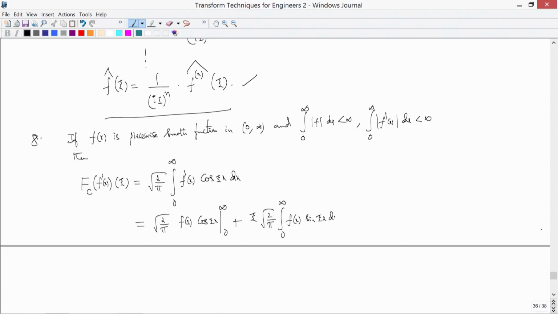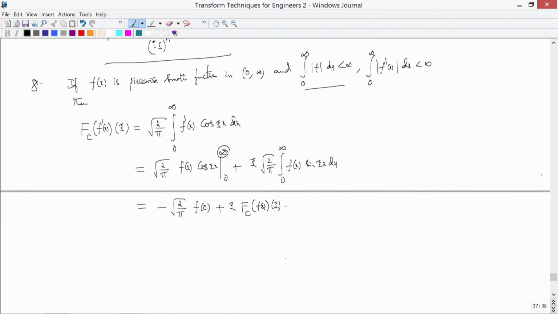So because f is an absolutely integrable function, f at infinity has to be 0, and this contribution is 0, and cos 0 is 1. So you have a minus root 2 by pi f at 0 plus xi times the Fourier sine transform of f of x, which is a function of xi. This is exactly the formula you get for the cosine transform of f dash of x, as a function of xi.